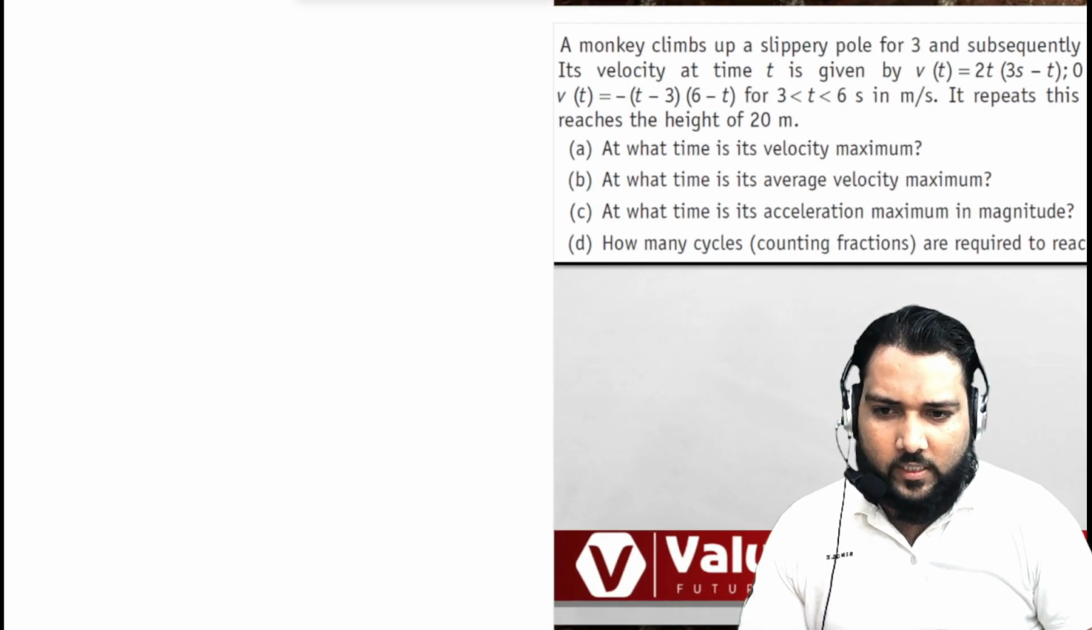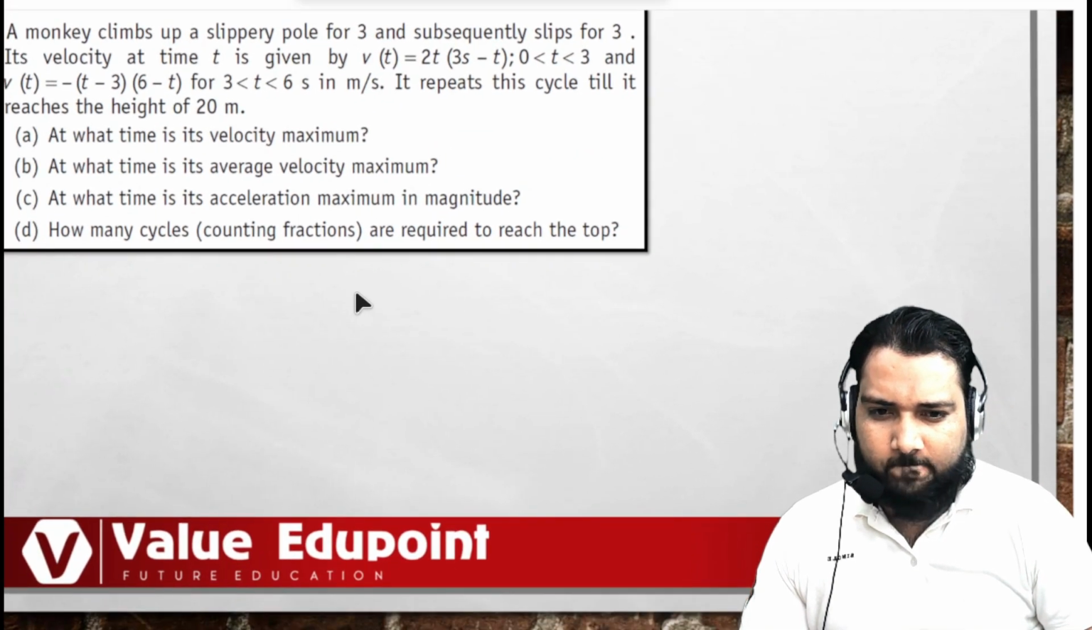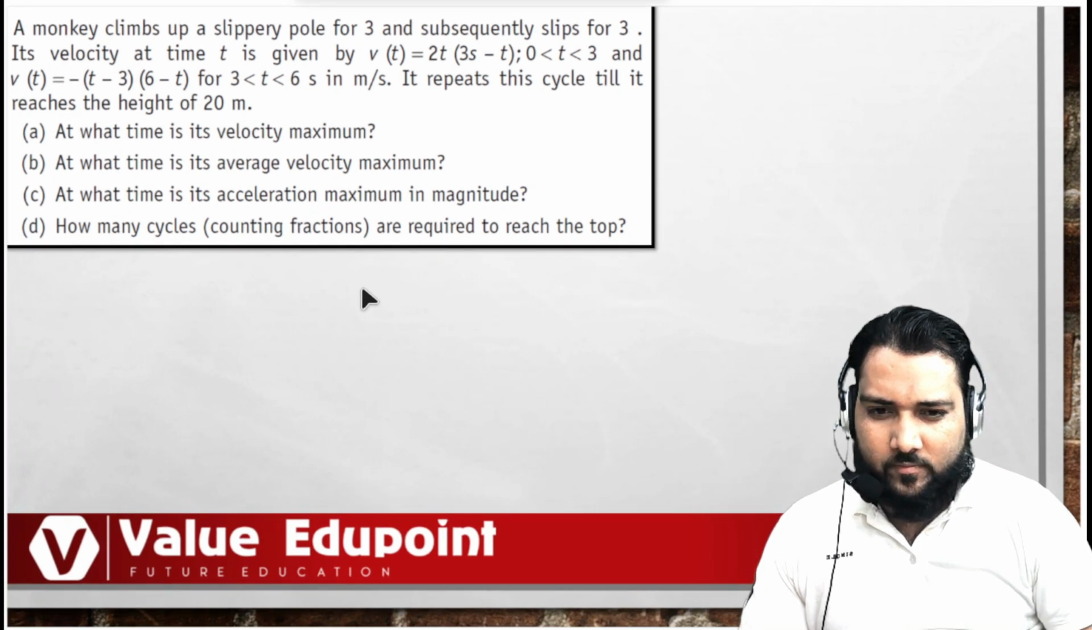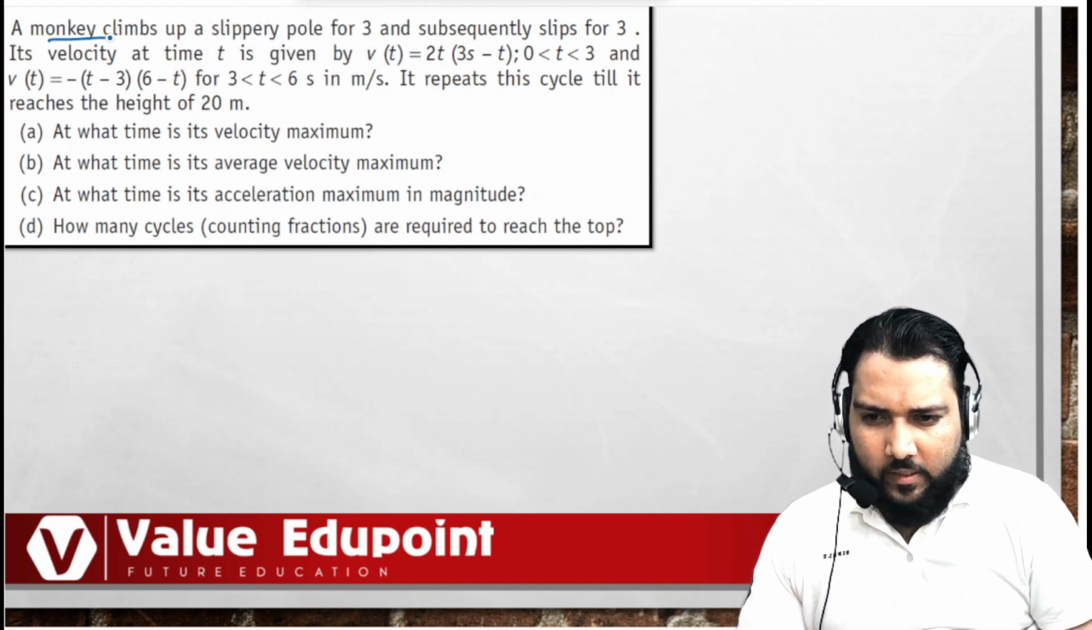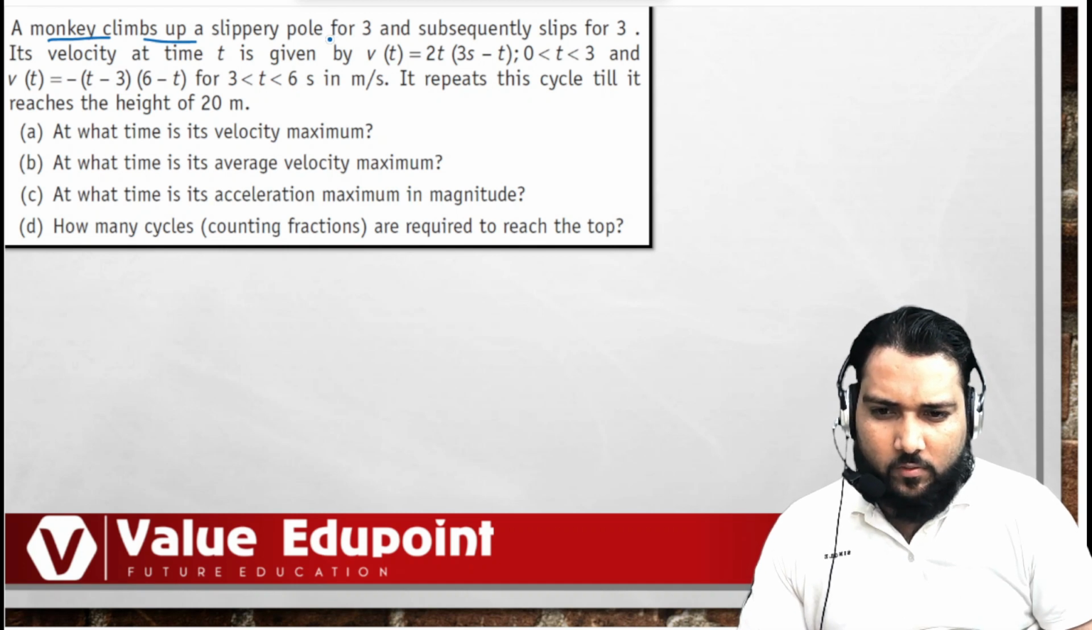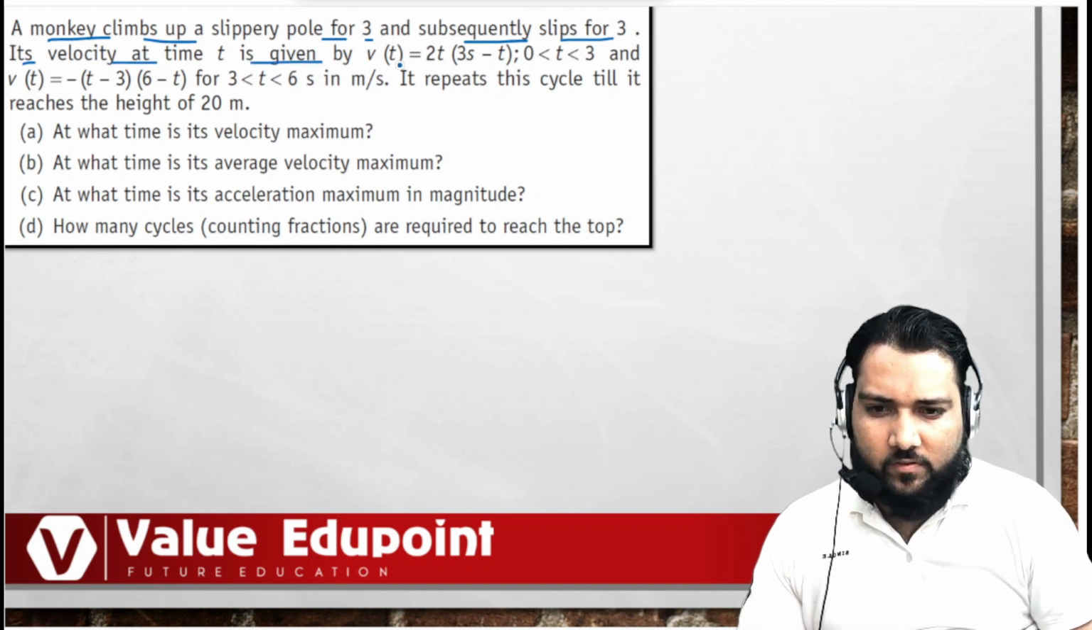Now for the next concept, okay, this is a very good problem, guys. This is again a very good problem. This is a conceptual, subjective part, but to build concept, it is a very good problem. A monkey climbs up a slippery pole for 3 seconds and subsequently slips for the next 3. Its velocity as a function of t is 2t(3 minus t) for 0 to 3 seconds, and for the next 3 to 6 seconds the velocity function is different. It repeats this cycle till it reaches a height of 20 meters.